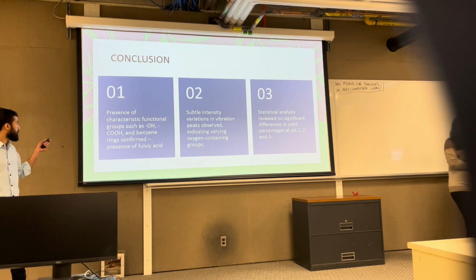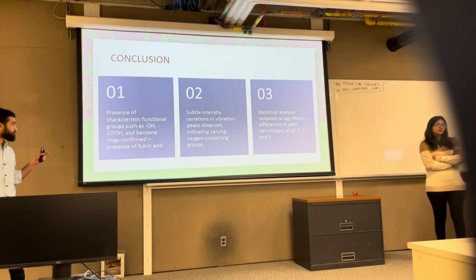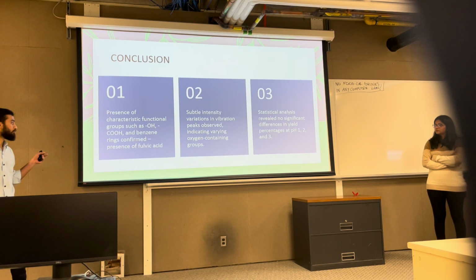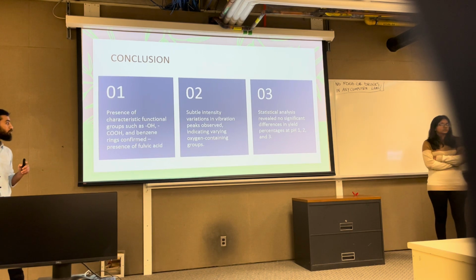So to conclude, the presence of functional groups such as OH, carboxylic acid, and benzene ring, we confirmed by the data. So we got fulvic acid. Another, we got a different peak of fulvic acid content and also oxygen containing groups. Third one is critical analysis revealed there is no difference in the yield percentage at pH 1, 2 and 3. We also tried in triplicates. We got the same result by comparing all these data.